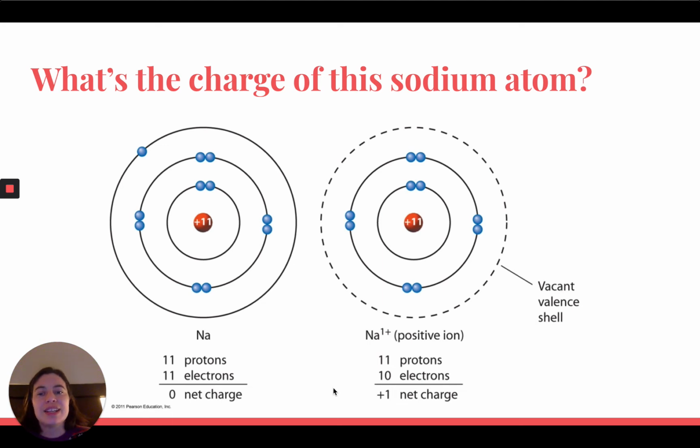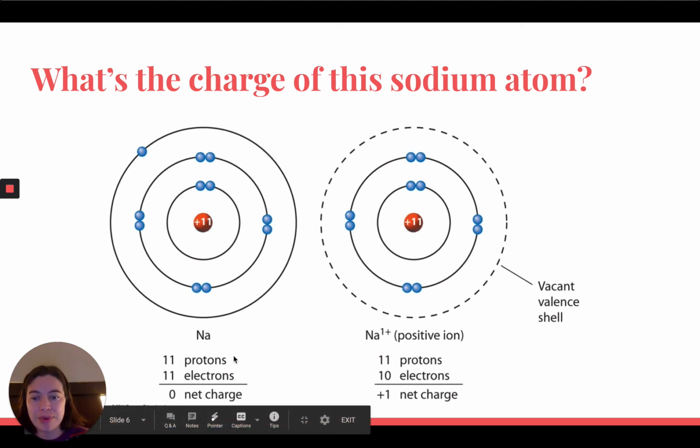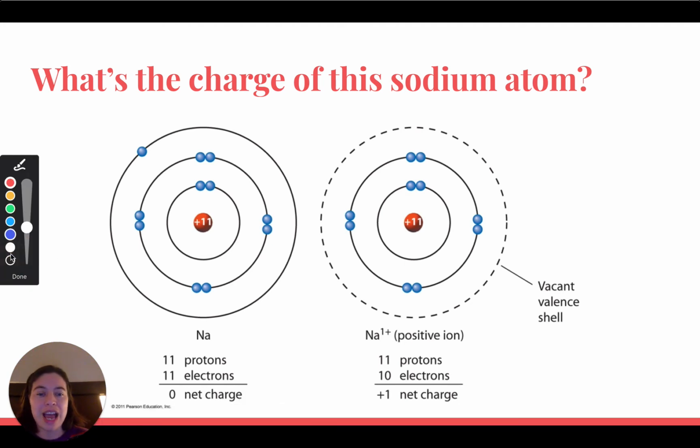So let's think about the sodium again. 11 protons, 11 electrons for the neutral atom, which means its net charge is 0. But for our ion, we have 11 protons and 10 electrons, so we have a net charge of positive 1.